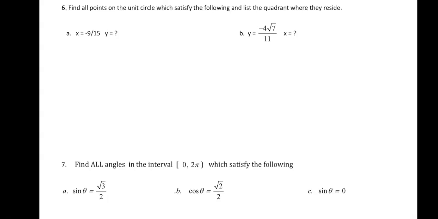Okay, in this video I'm going to do problem 6, and there's an A and B part. 6A says, find all points on the unit circle which satisfy the following and list the quadrant where they reside. Okay, so I've got to do a couple of things there. The first thing we have to do for A is figure out what y is.